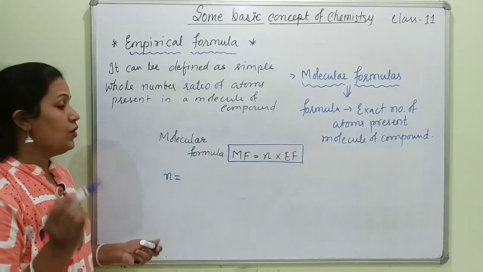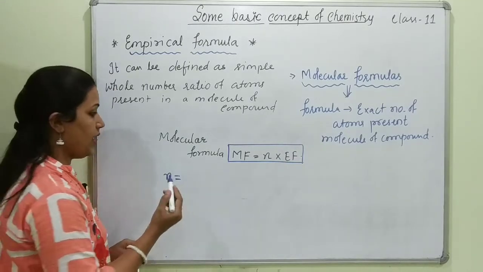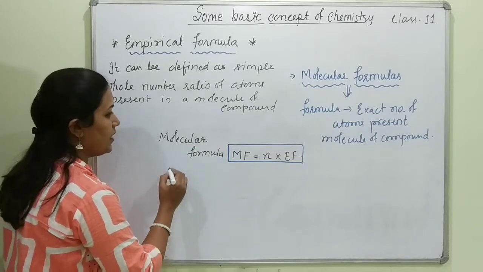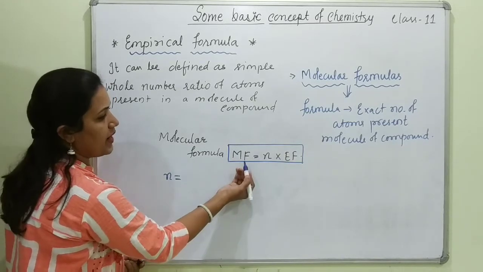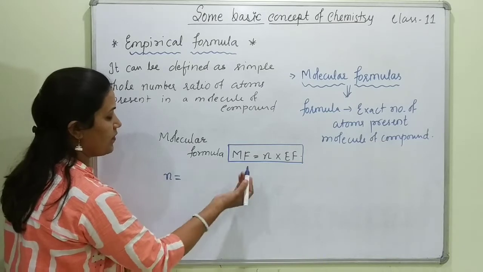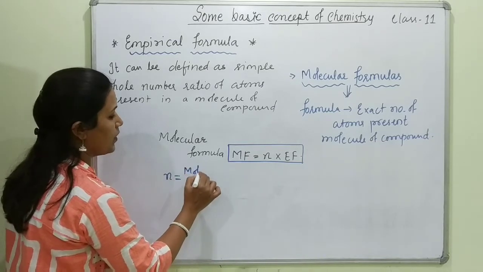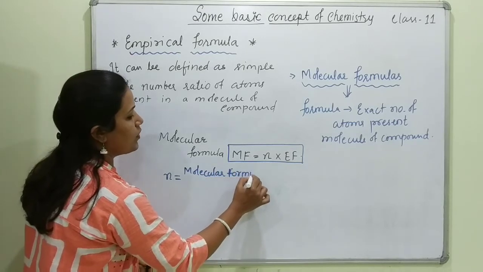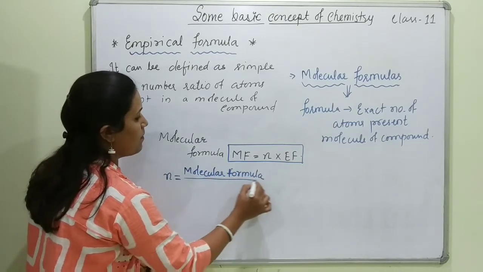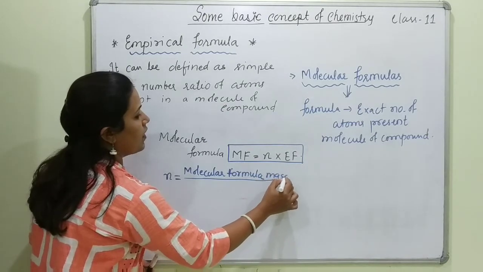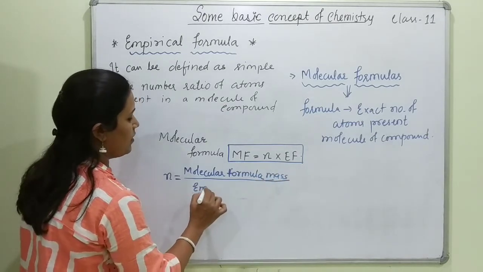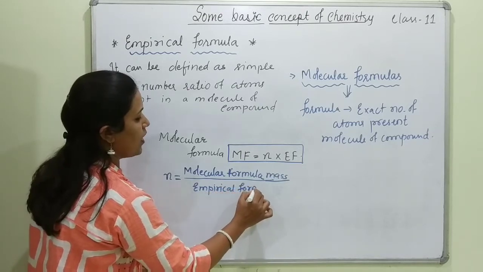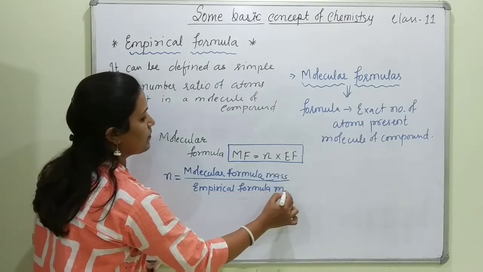How will we come to know? We will be calculating the value of n with the help of one more formula. And what is that formula? Let's write. We can write it this way: n equals molecular formula mass upon empirical formula mass.